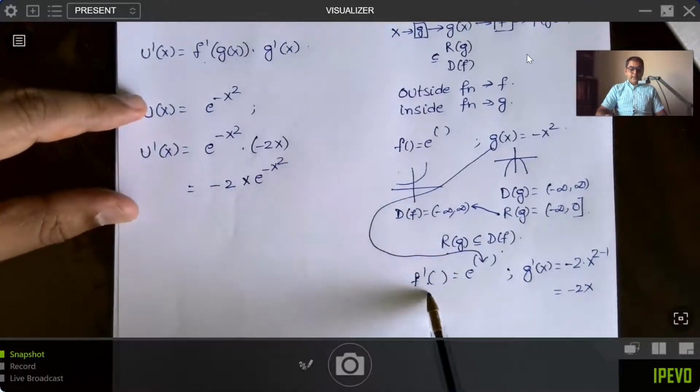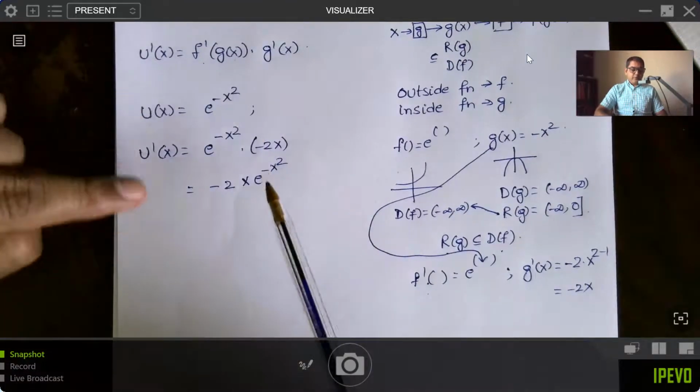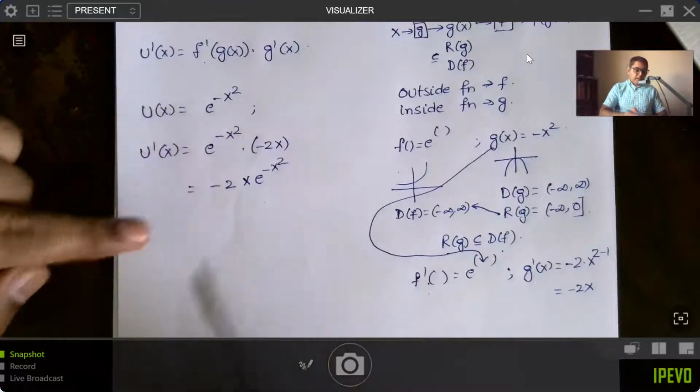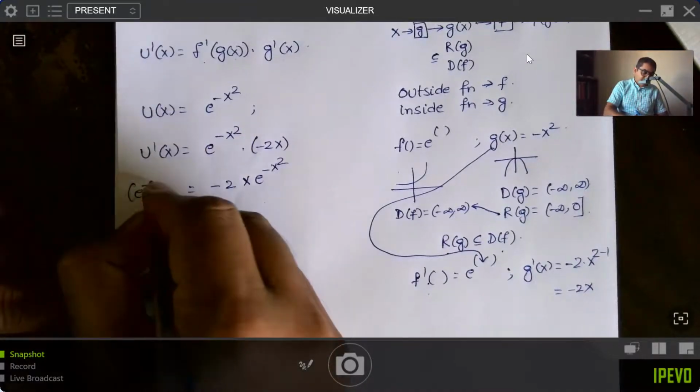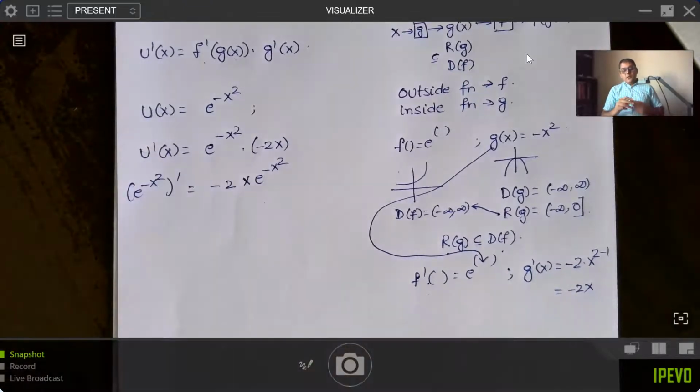We evaluated the derivatives of the outside and inside functions, and using the chain rule, we evaluated the derivative of e to the negative x squared. So the derivative of e to the negative x squared is going to be negative 2x e to the negative x squared by the chain rule. And we also showed how we were not able to use the power rule, sum rule, difference rule, product rule, and quotient rule. To use the limit definition would be very difficult, so we did not use it.